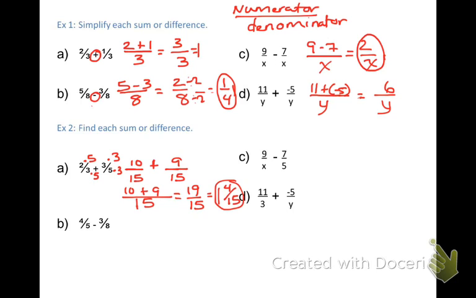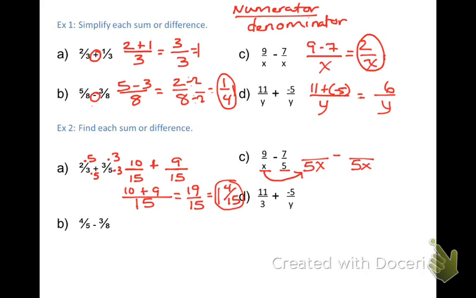We are going to do C next. That has a variable and a number at the bottom. So when you have a variable and a number, you find the least common multiple of the number, which would be 5, and the least common multiple of x, which is x. So this is going to be your denominator, 5x.